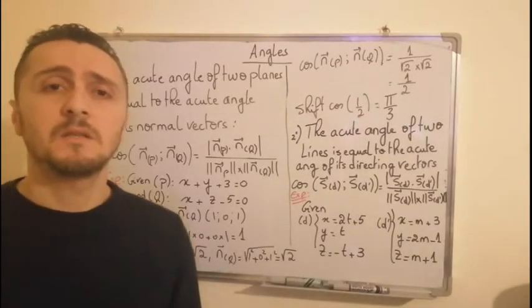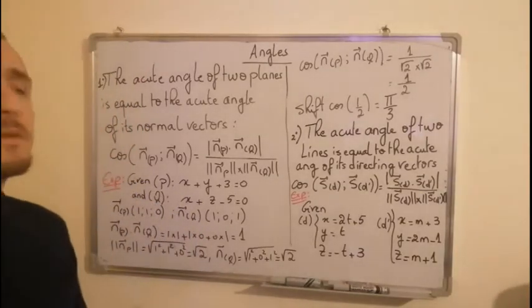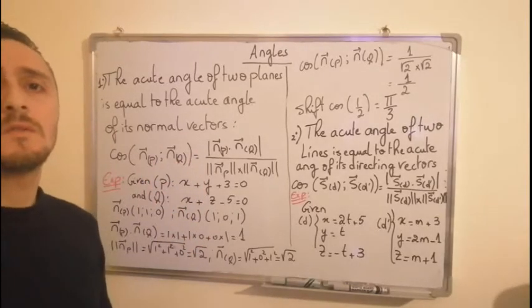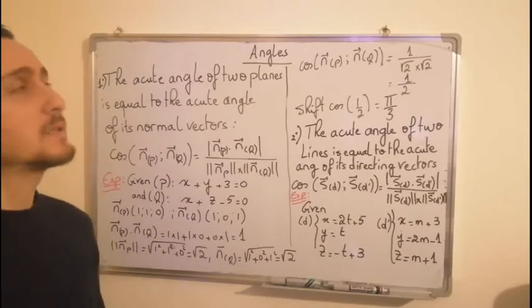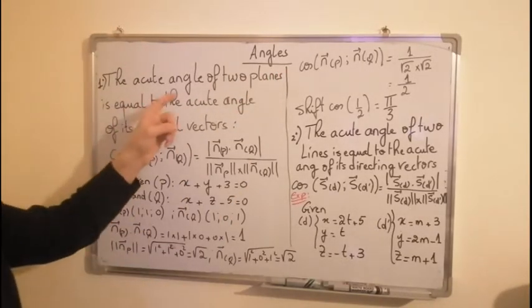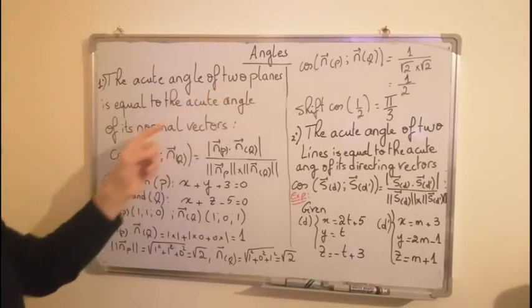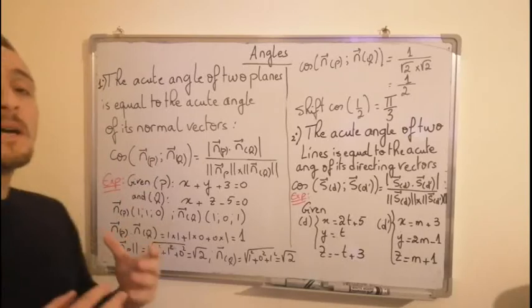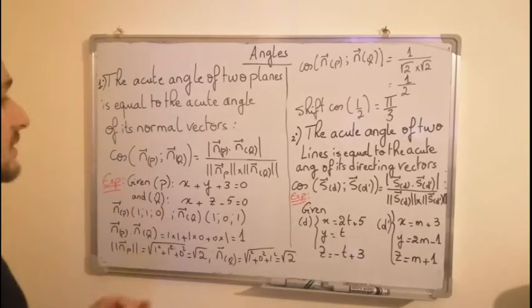Hello everybody. Today I want to continue our lesson, and I want to give you the last part in this lesson. Angles. The acute angle of two planes is equal to the acute angle formed by its normal vectors.